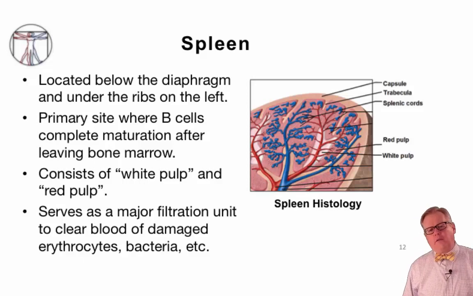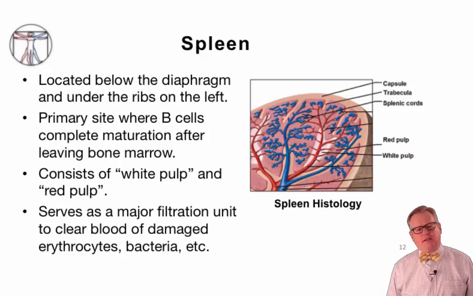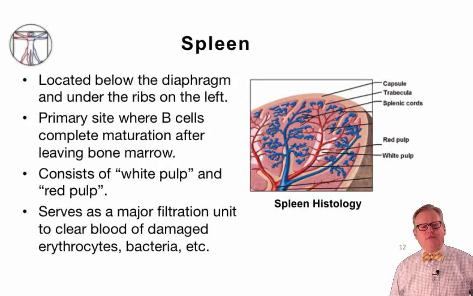Now, one of the prominent secondary lymphoid organs is the spleen. The spleen is located below the diaphragm and under the ribs on the left-hand side of the body. The spleen is the primary site where B cells complete maturation after they leave the bone marrow. And the spleen consists of red pulp and white pulp.